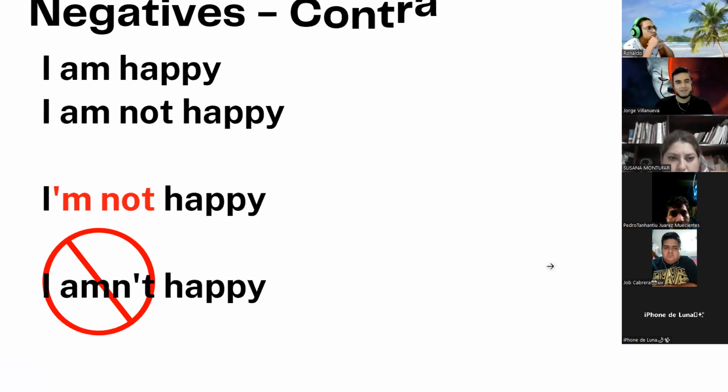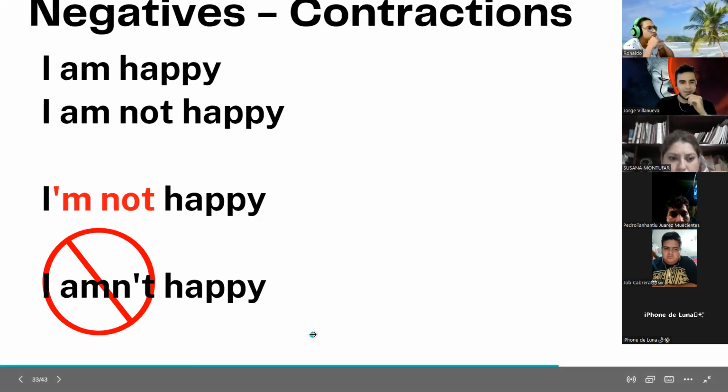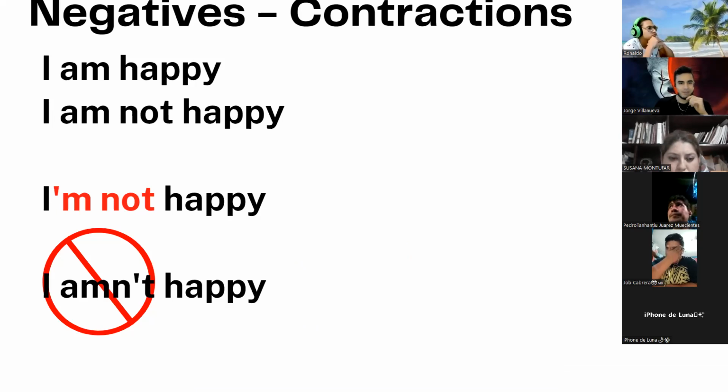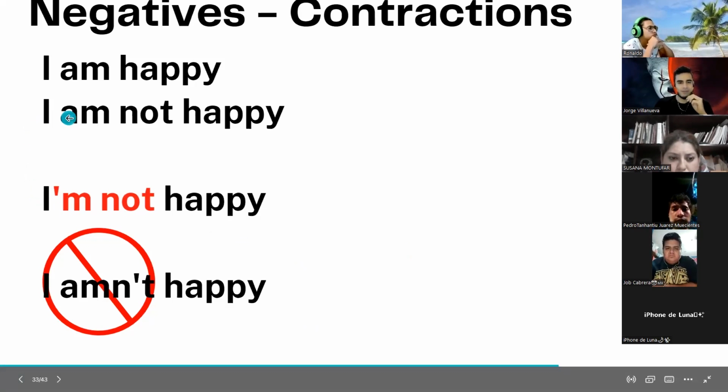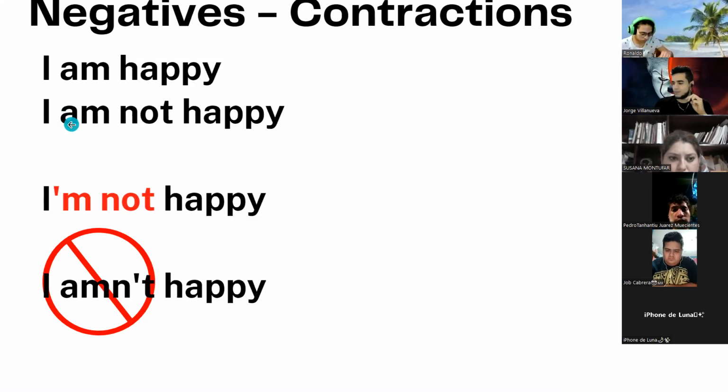That's for the negatives. Now, I can also use the contractions in the negatives. The only thing I'm going to do is, again, eliminate the vowel. So my affirmative sentence is, I am happy. That's my affirmative. That's my yes. My negative sentence is, I am not happy. That's my no. If I want to make this shorter, if I want to make it smaller, I can eliminate this vowel right here and say, I'm not happy.